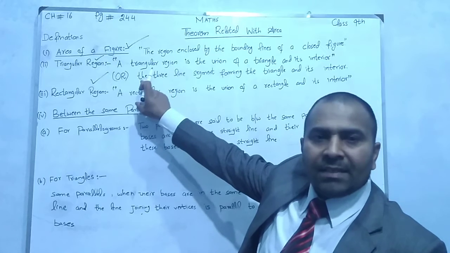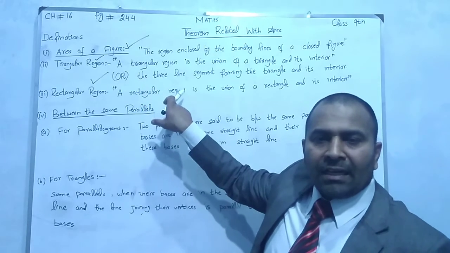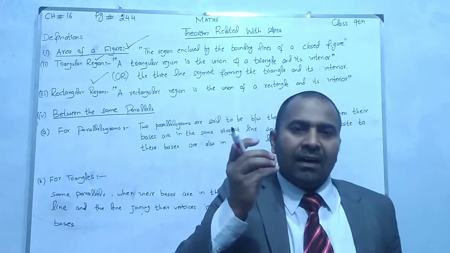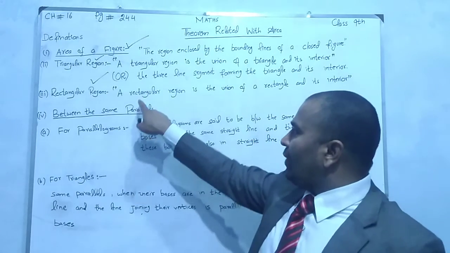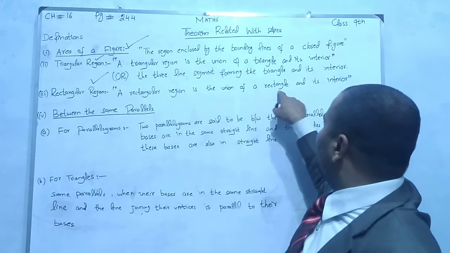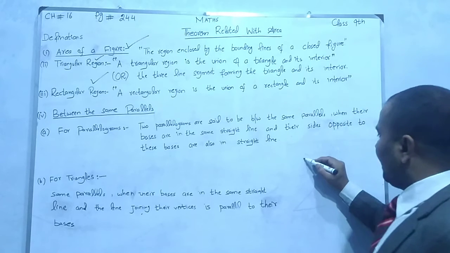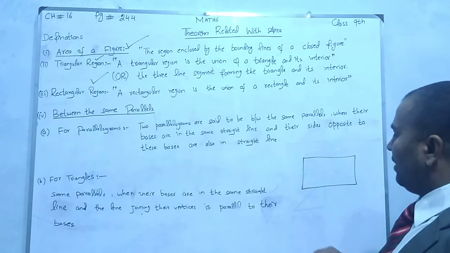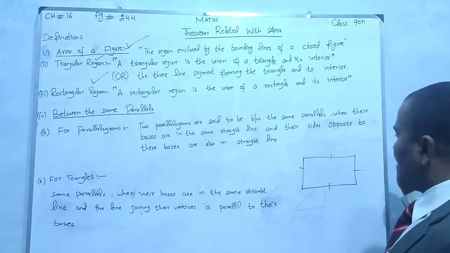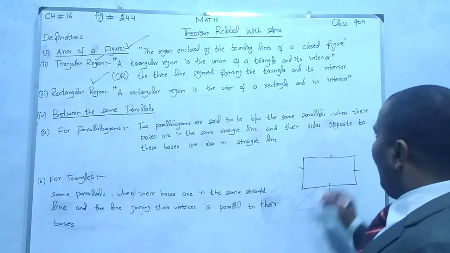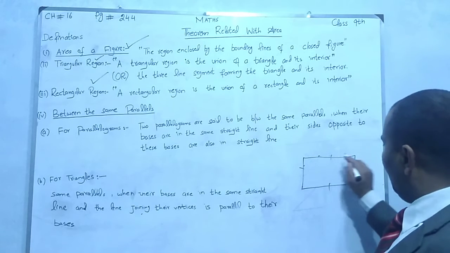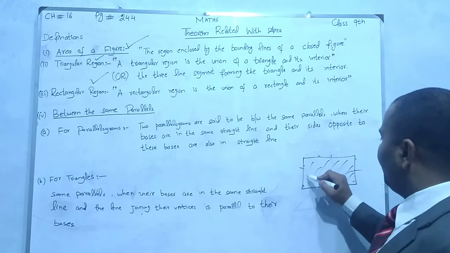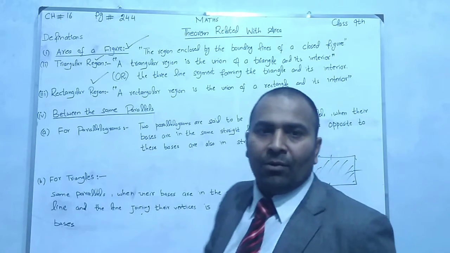The same like the previous definition. The only difference is the word rectangular in place of triangular. So what does the rectangular region mean? The union of rectangle and its interior. If I am saying like this is your rectangle, these are four line segments and union of rectangle, these are the union in other words, and its interior, this is known as your interior. So this is known as your rectangular region.